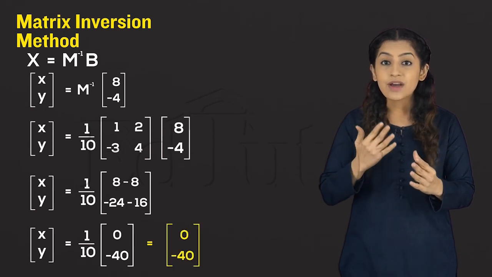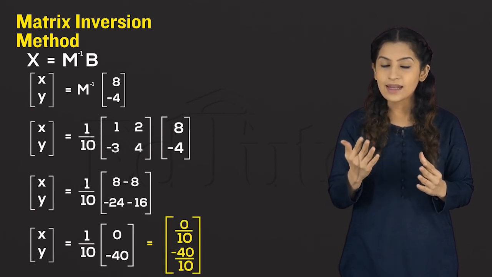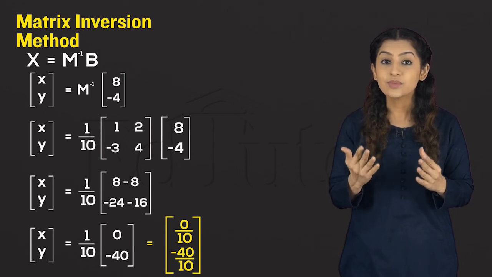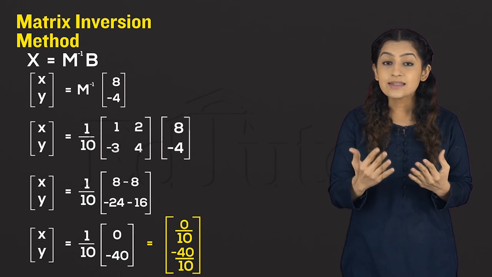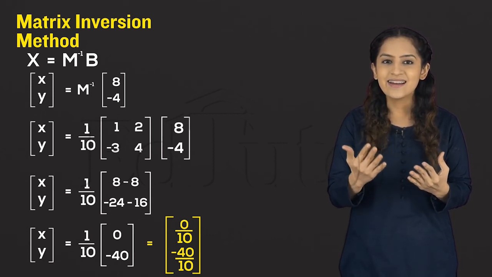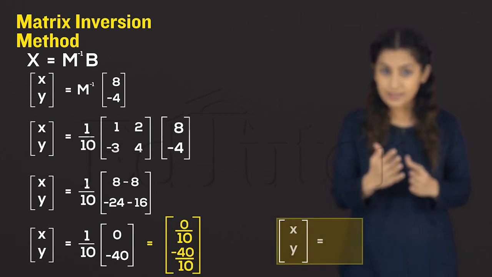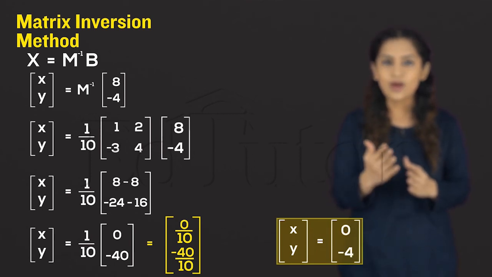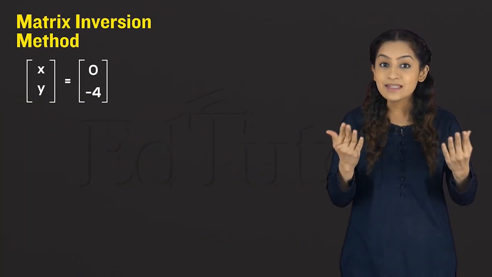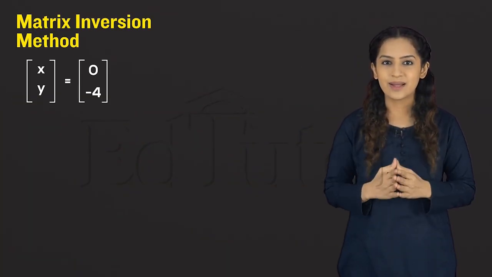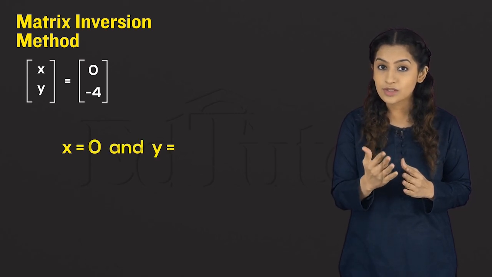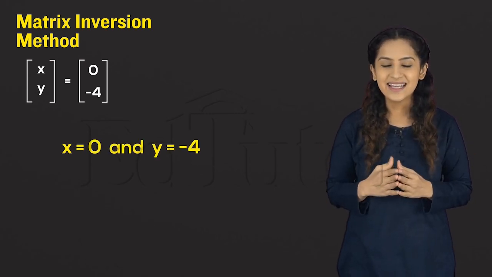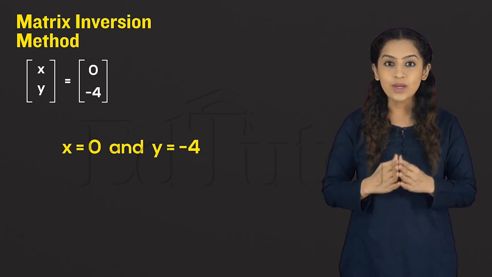Now, I will divide the entries by 10. If I had done it at the start, then this multiplication would have been difficult due to fractions. To make our lives easier, the established practice is to divide the scalar in the last step. Dividing by 10, we have 0 and -4 on this side and x, y on this side. Both the matrices are equal, which allows us to compare them. By comparison, x is equal to 0 and y is equal to -4. This is the final solution of these equations.